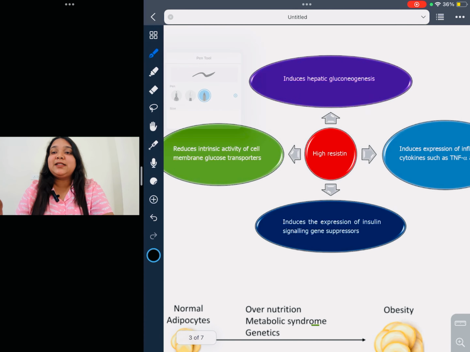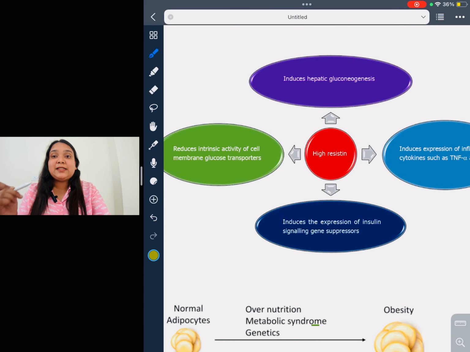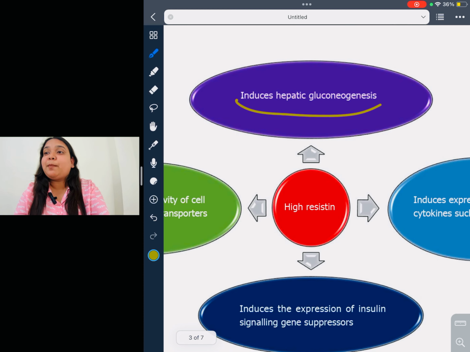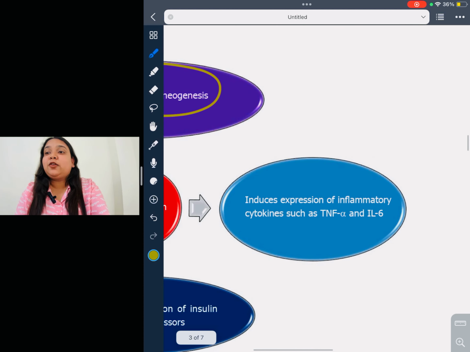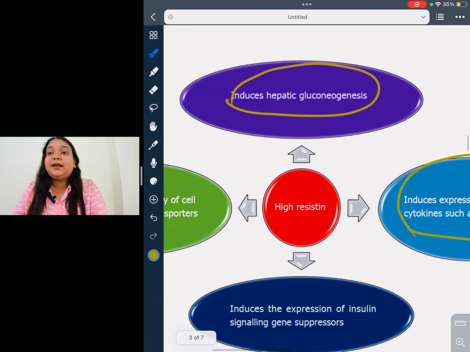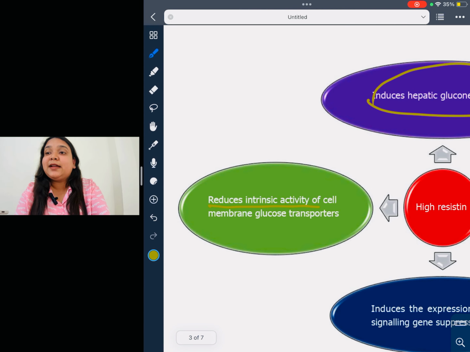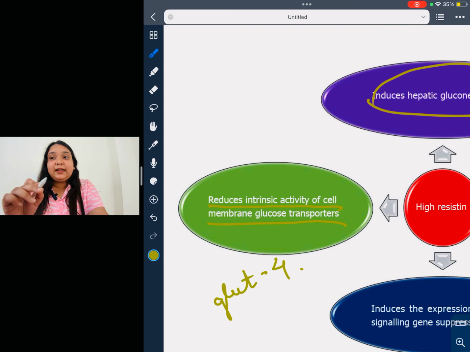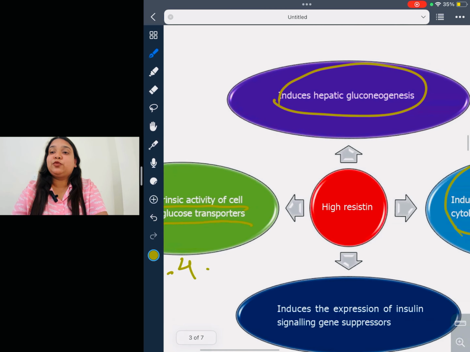Now if I tell you about the details of this resistin hormone, you have to understand 4 points over here. This resistin hormone induces gluconeogenesis in the liver. It induces hepatic gluconeogenesis. It causes expression of inflammatory cytokines like tumor necrosis factor alpha and interleukin 6, which can cause chronic inflammation. One more thing it does is that it decreases the activity of the glucose transporters. The glucose transporter is our GLUT4 receptor.